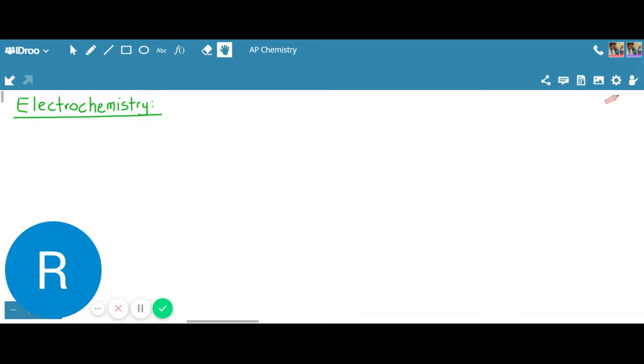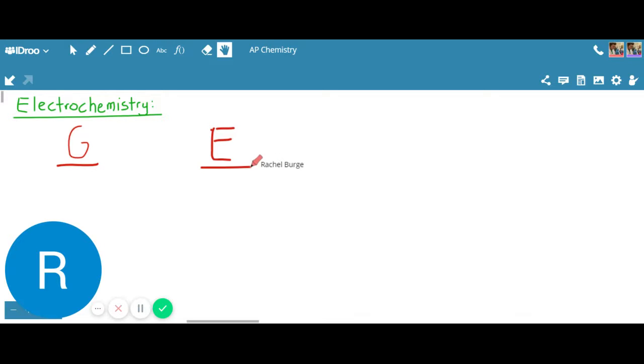I'm just going to be going over very quickly today some of the differences between galvanic cells and electrolytic cells. So I'm just going to call galvanic cells G cells and electrolytic cells E cells. We're just going to highlight some of the main differences here. So we'll start with the G cells, and we're going to compare them to the E cells over here.